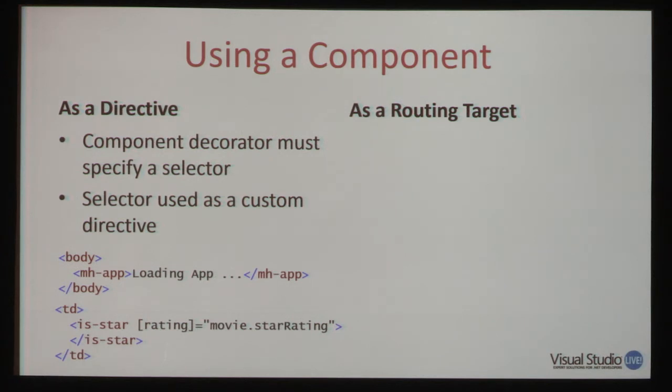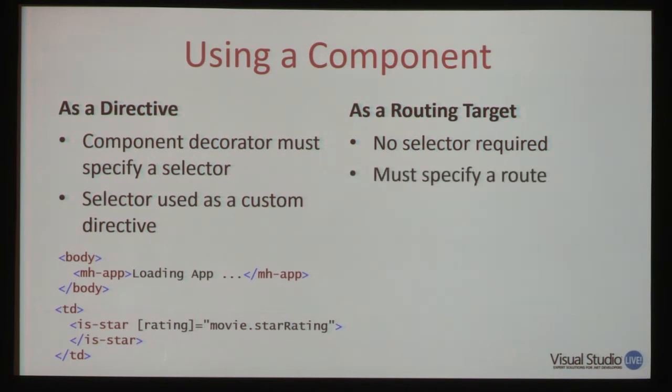All right. If we're going to define a component as a routing target, we do not need that selector. Okay, so the only purpose of that selector is to give it a name for our HTML. If we're not going to use it as a custom HTML tag, we don't need a selector on it. We instead have to define a route for it. Okay, so right now the routes look like this.